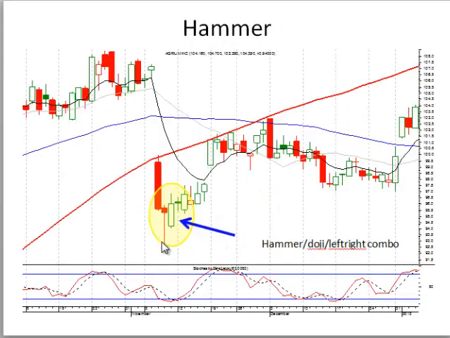The hammer should have given us the neon sign to get ready for the reversal. However, the next day they open it way down here. That's not confirmation. However, by the end of the day, they do a bullish engulfing. So you essentially have kind of a left-right combo. Now you start seeing the confirmation of this combination of signals.